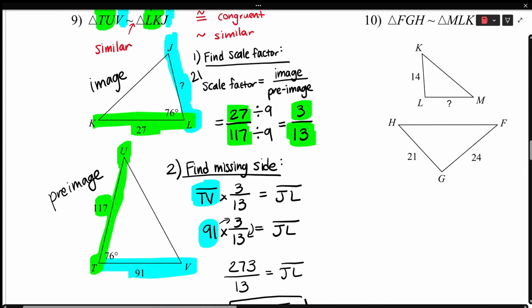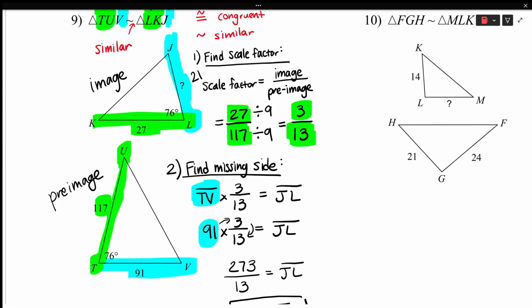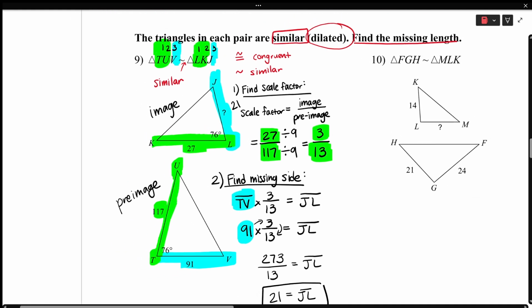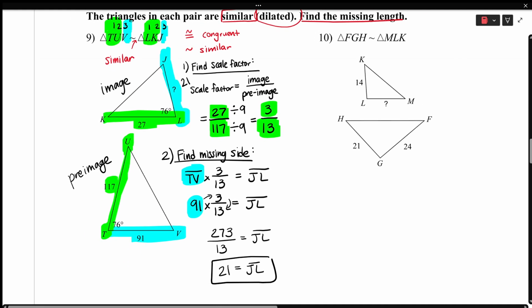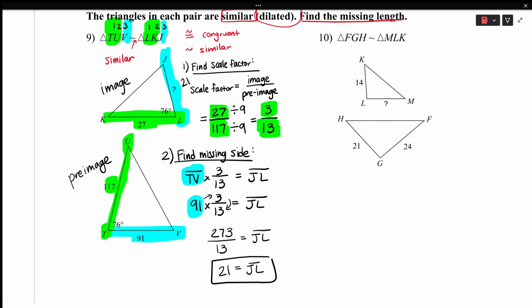There are a bunch of different ways to do this, but if you don't know how to do it like this, finding the scale factor and then finding the missing side by multiplying by the scale factor, then you don't understand what it means to have a dilation. You don't understand what it means to have similar shapes. So you need to get it down like this, okay? So try this out. Try number 10. It's very similar. I'm going to let you try it. Again, once you have your answer, look at the answer key to double check your work.